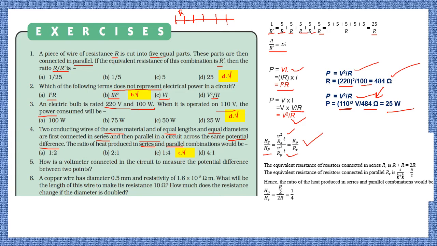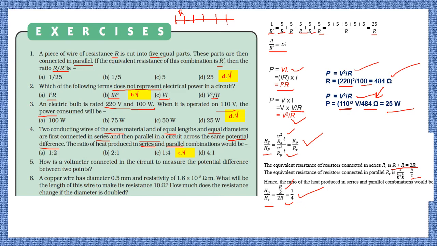Now R series, when both are connected in series, what will the final R be? R plus R is equal to 2R. When these are connected in parallel, what will R be? 1 upon R plus 1 upon R is equal to 2 upon R, and R parallel is equal to R upon 2. Now just find out the ratio. So H parallel upon H series is equal to R by 2 upon 2R is equal to 1/4. That's why this is the correct answer.